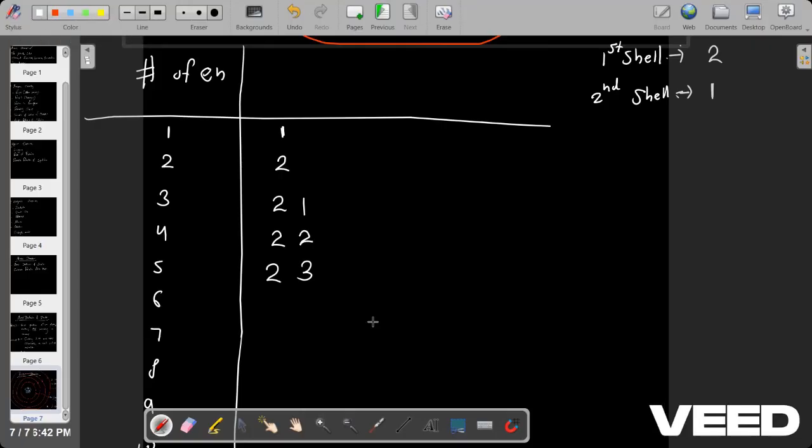Each shell, how many electrons are there? Just the first shell, how many electrons? Second shell, how many electrons? If there's a third shell, how many electrons are there in the third shell? Can you write it down and send me the answers in the group? Can you do it? Okay. Send your answers there.